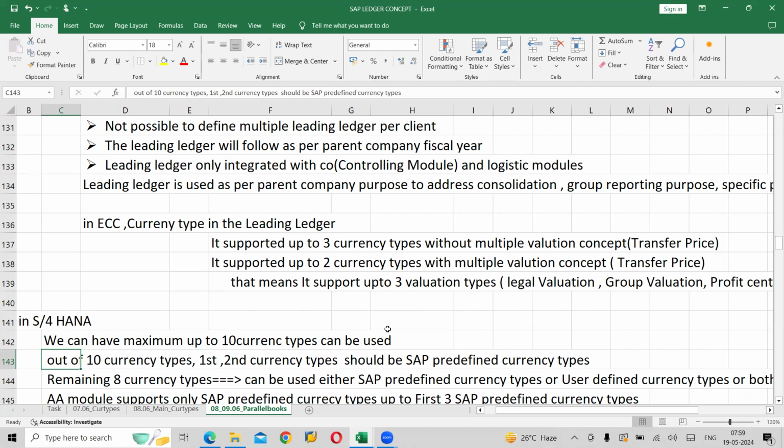Remember, whenever they ask how many currency types S4 HANA supports, first we will say 10 currency types, and don't stop there. Just continue with that: SAP S4 HANA supports 10 currency types, but out of that, the first two currency types should be SAP predefined currency types. Clear? And next one.